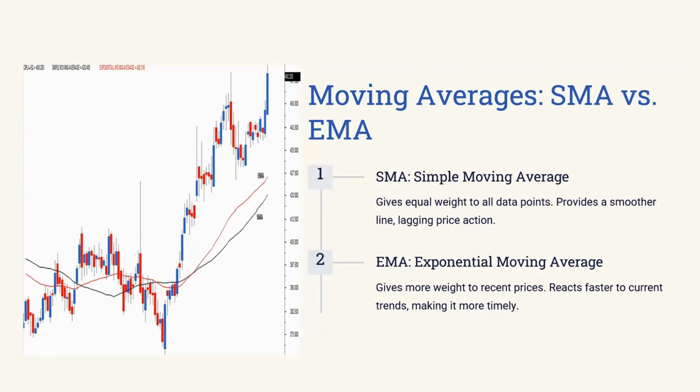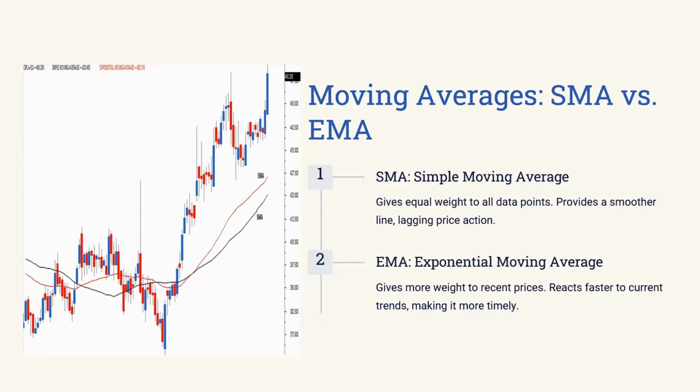Common crossover strategies are built using two moving averages, short-term versus long-term. The intersection of a fast MA, the shorter period, and a slow MA, the longer period, generates powerful trade signals. There are some key strategies using these indicators, the moving averages.